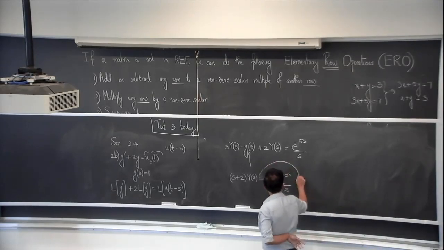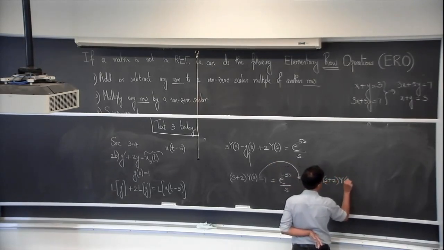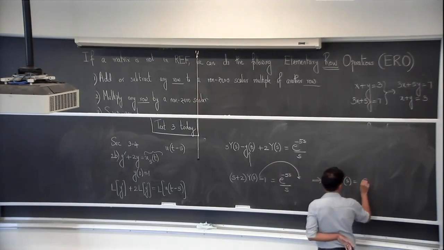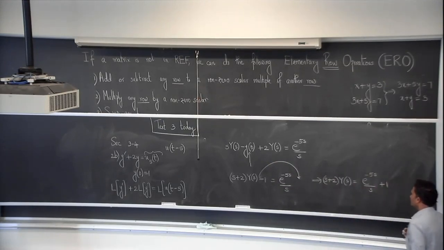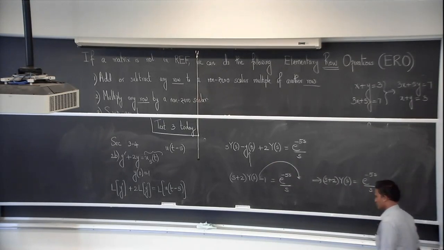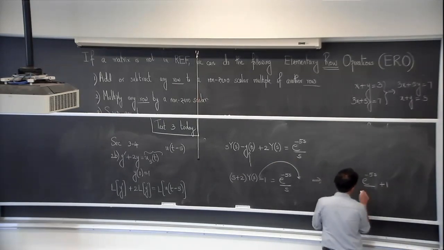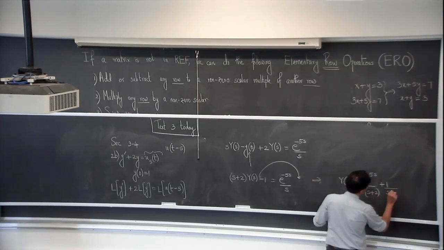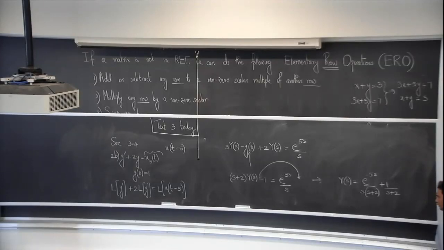Add 1 to both sides. So we have (s plus 2) times Y(s) equal to e to the power of negative 5s over s, plus 1. Okay. And divide both sides by s plus 2, which I could do right there. Okay, so that's where the first part of the problem ends.